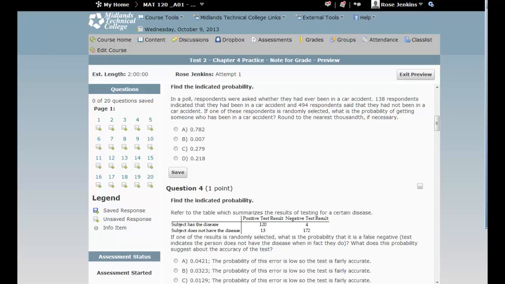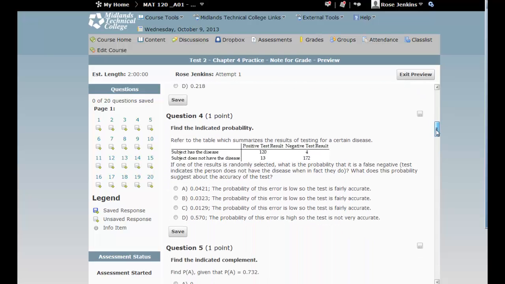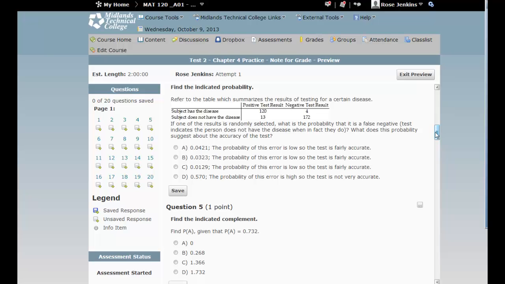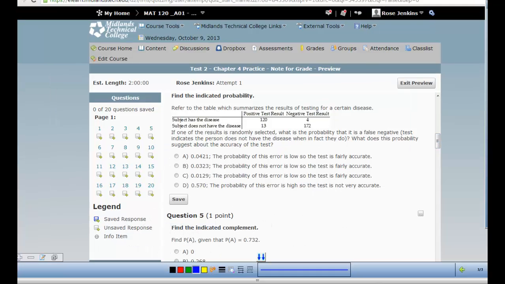All right, what about number 4? Find the indicated probability. Refer to the table, which summarizes the results of testing for a certain disease. So there's the table. If one of the results is randomly selected, what is the probability that it is a false negative? The test indicates that the person does not have the disease when in fact they do. What does this probability suggest about the accuracy of the test? How would we figure this out? What rule are we using?